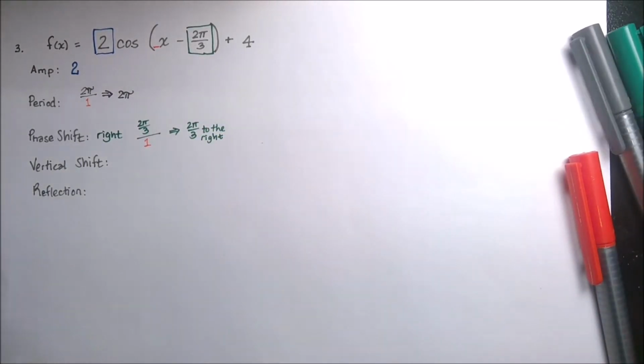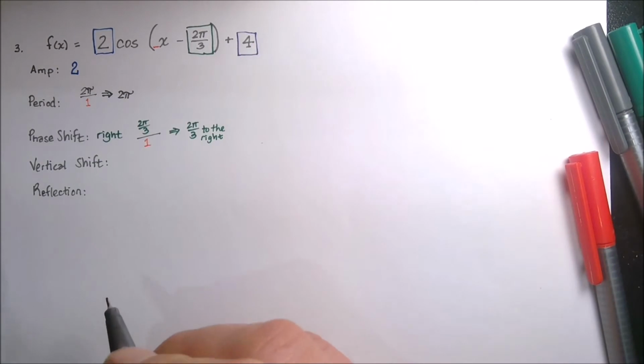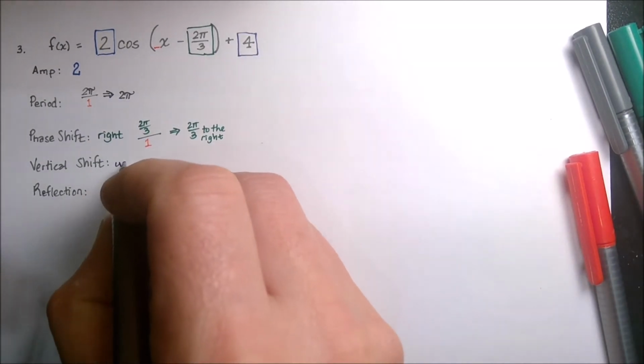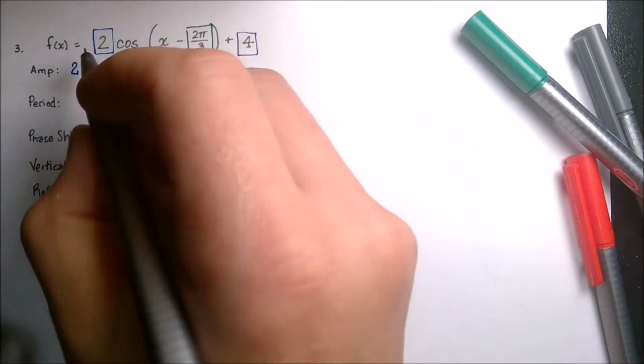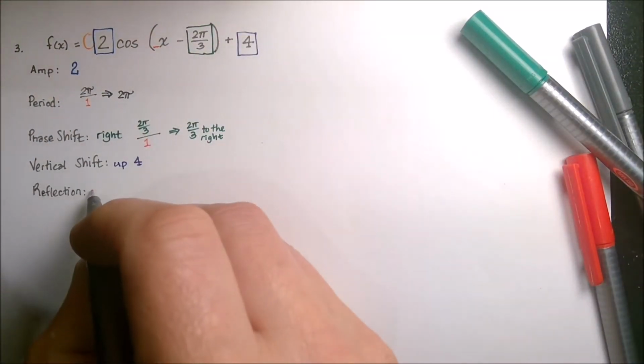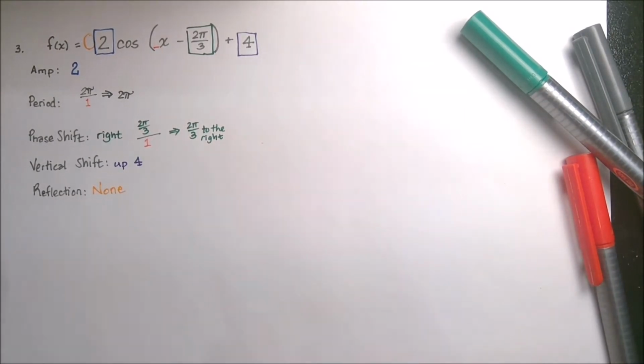Our vertical shift, that's determined by anything being added or subtracted outside, right? So that 4 means it's shifted up 4 units. And lastly, reflections. This 2 is positive, so there is no vertical reflection. If that was a negative number, then we would say it was reflected vertically.